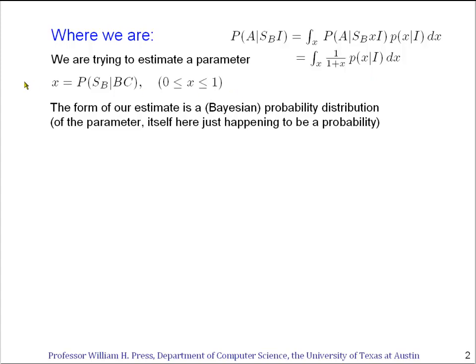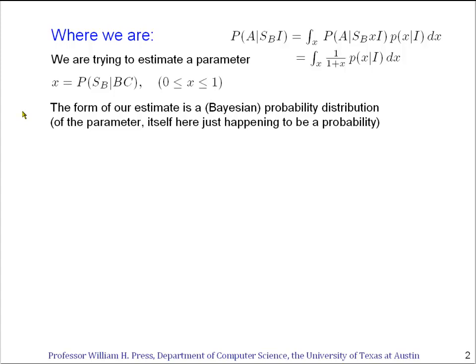As we saw before, it turns out that it's the probability that the jailer under a certain circumstance will say the letter B instead of the letter C, but it's a probability of 1 among 2 possible outcomes. And the form of our estimate of the probability was a Bayesian probability distribution of that parameter. Of course, as I commented last time, that parameter itself just happens to be a probability.